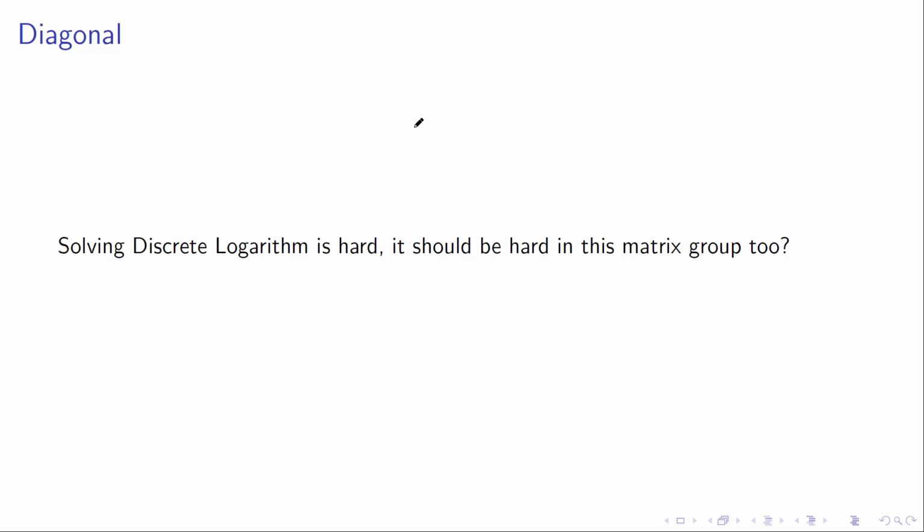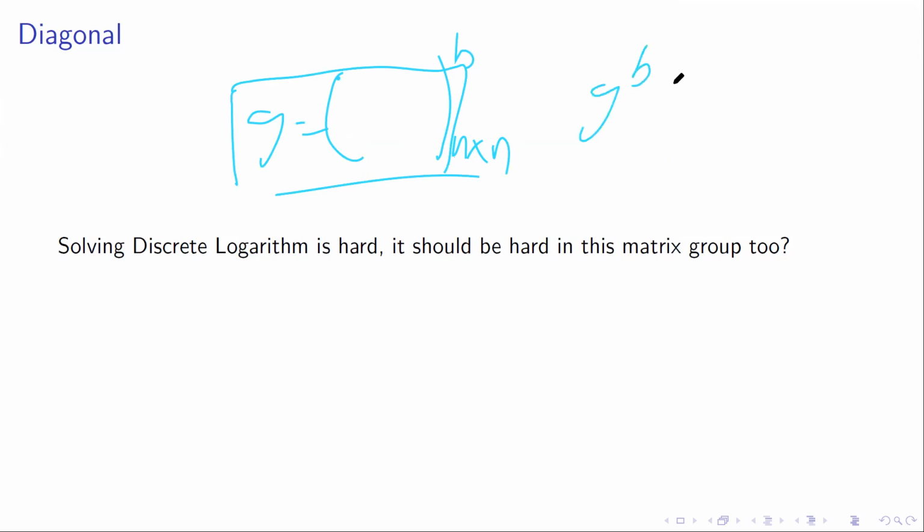So basically what I did is that I define a matrix group, an n times n matrix group. And I want you to solve the discrete logarithm problem in this matrix group. Maybe I call this G, and this G I raise to a power of b. I want you to solve discrete logarithm in the matrix group. But how can we solve it? Is discrete logarithm easy in a matrix group? Is it easy, or does it have some certain properties that make it easy to solve or not?